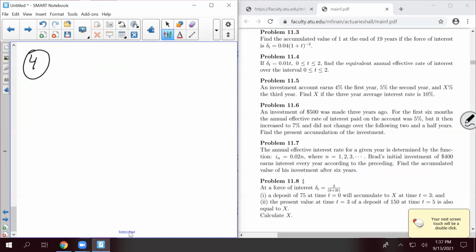So one way to do it is... Normally, I gave you a formula last time for conversion between annual effective rate and force of interest. What was it? Was it i equals e to the power delta minus 1? Remember, I gave you delta equals ln(1 plus i), and i equals e to the power delta minus 1.